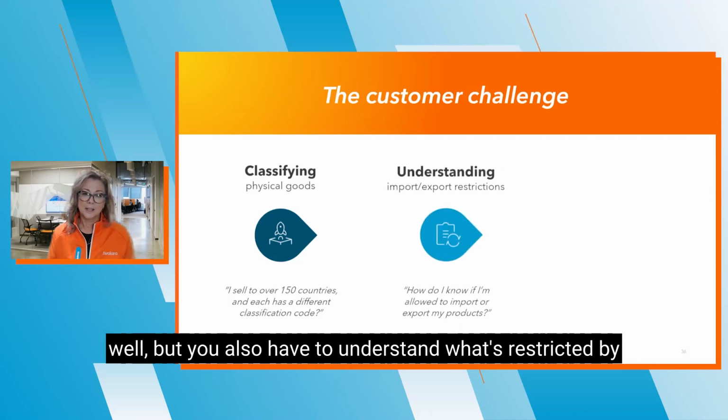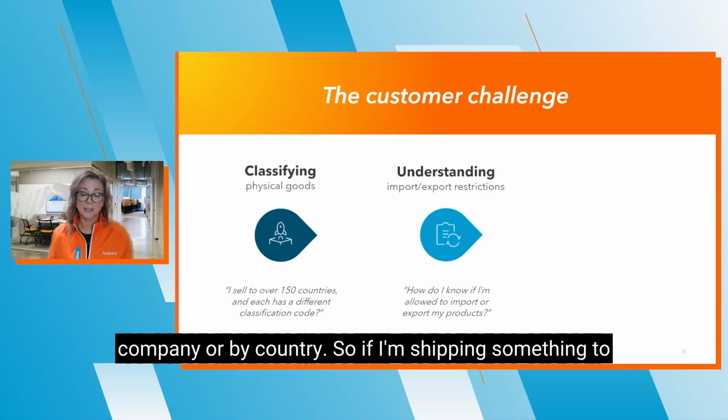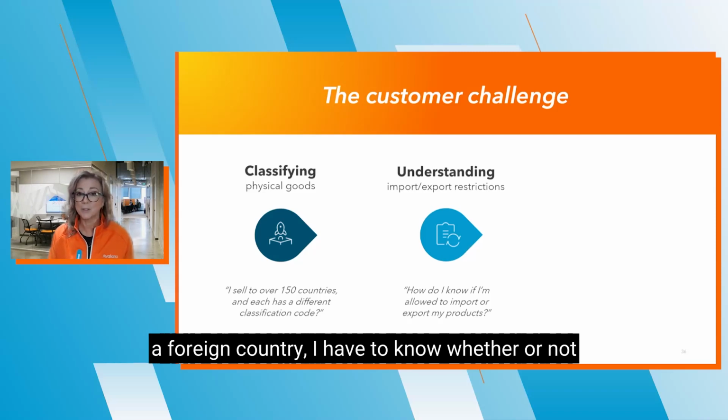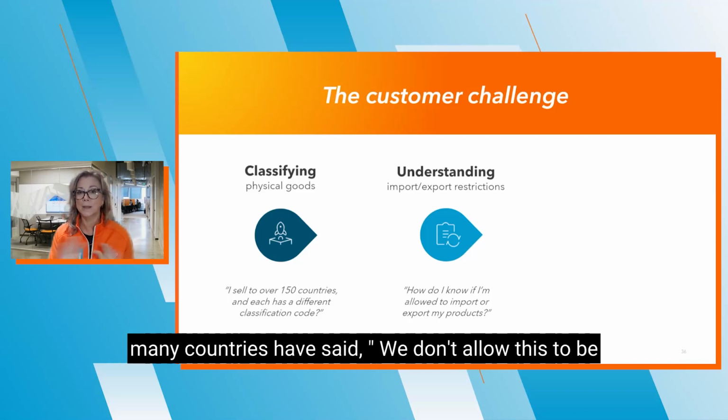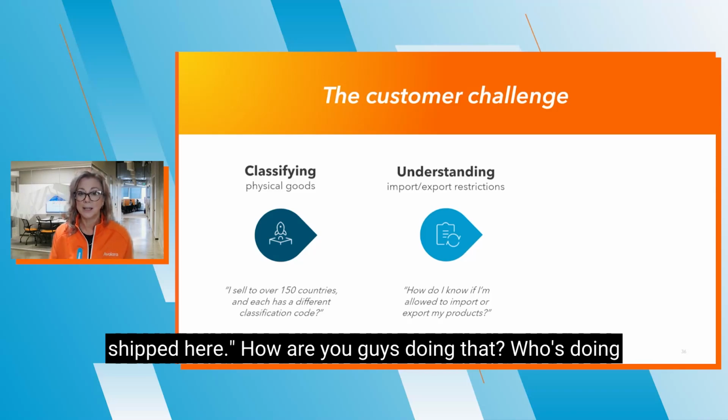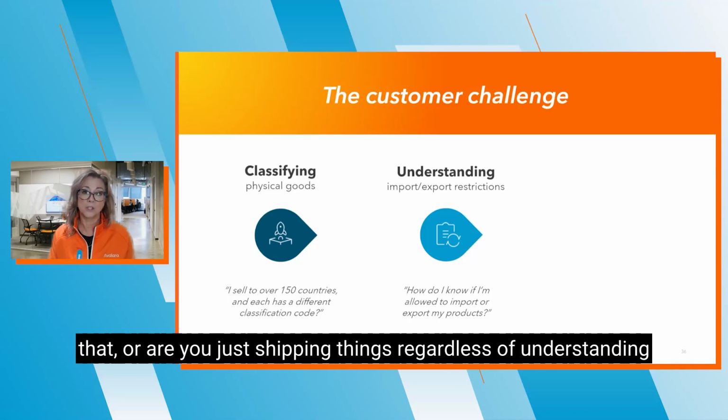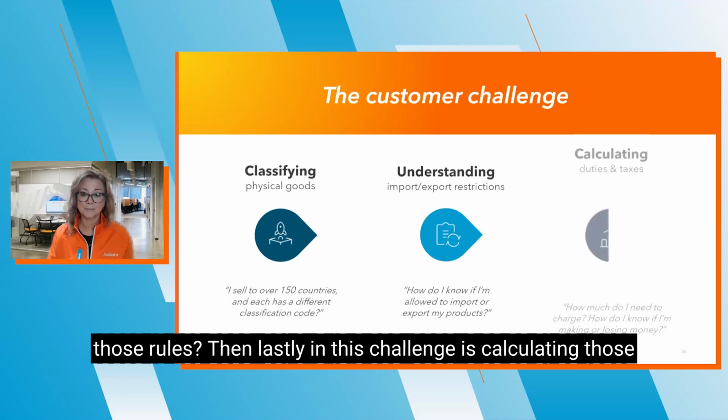But you also have to understand what's restricted by company or by country. So if I'm shipping something to a foreign country, I have to know whether or not that foreign country is going to allow it to come into their country. There's a whole bunch of things that many countries have said, we don't allow this to be shipped here. How are you guys doing that? Who's doing that? Or are you just shipping things regardless of understanding those rules?